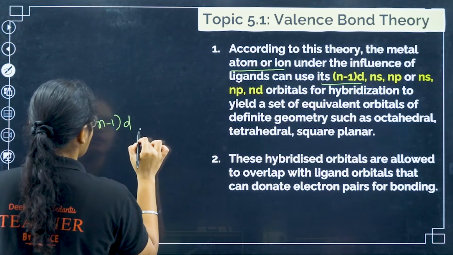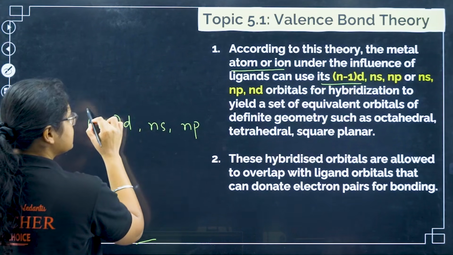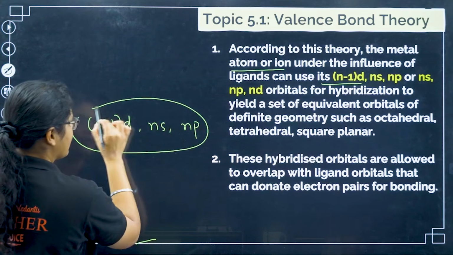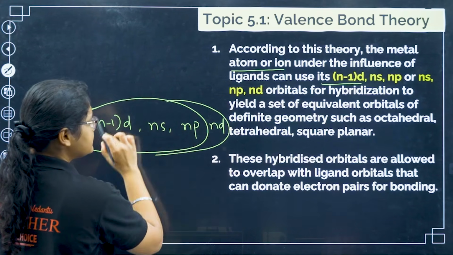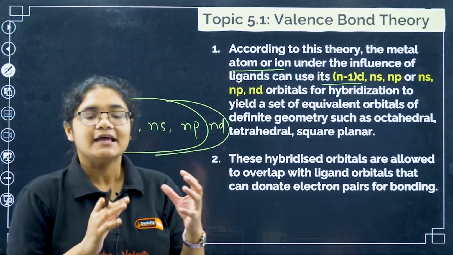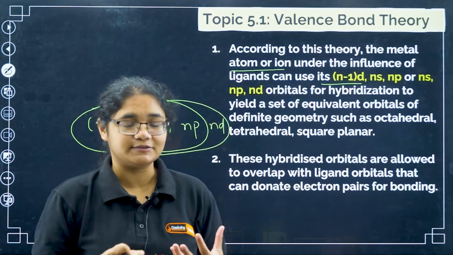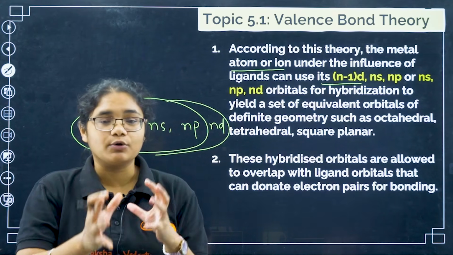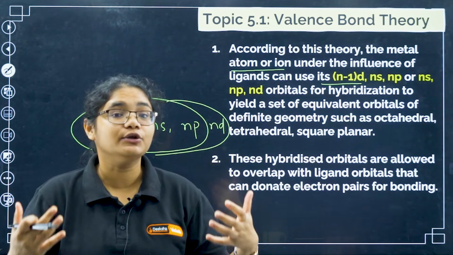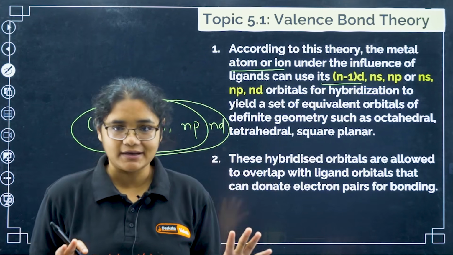(n-1)d, ns and np, and also nd. So these 4 orbitals of the metal can undergo hybridization under the influence of ligands. It means when the ligands approach the metal, these orbitals undergo hybridization and form new hybrid orbitals to form bonds with the ligands. Very clear?